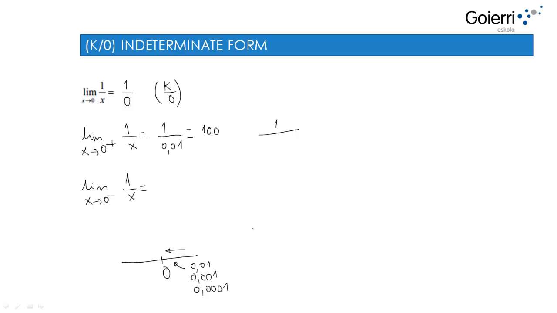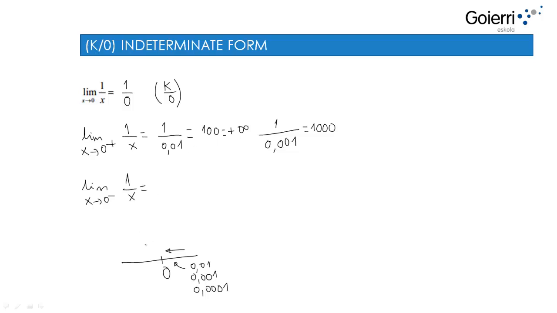Imagine that we are taking the second value, 1 over 0.001. This is 1000. So you can see again that as we are getting closer to 0 from the right side, these values are getting bigger. So this is positive infinity. What happened on the left side limit?